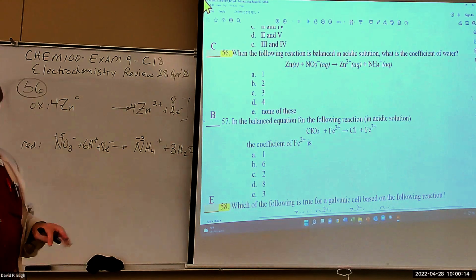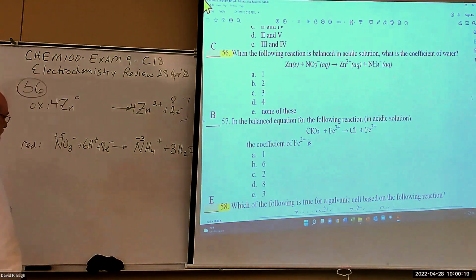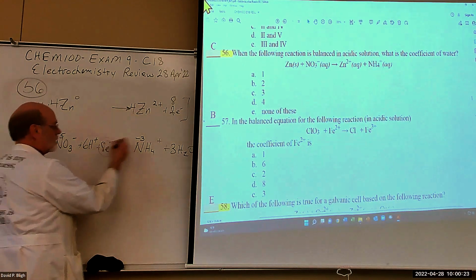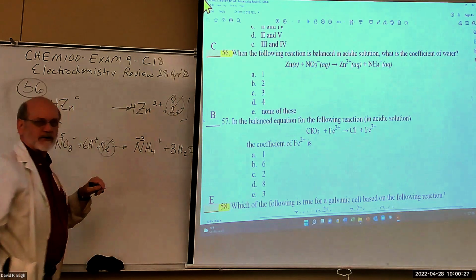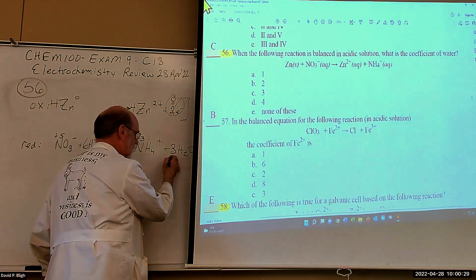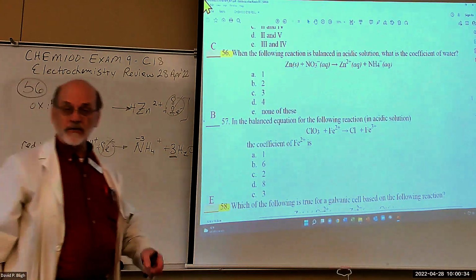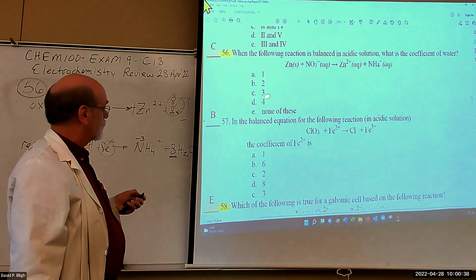Okay, let's go back to the question just so I don't get too far afield. What's the coefficient of water? Right. Can we add these together now? Yeah. Electrons are balanced. So what's the coefficient of water? 3. We don't have to go to the trouble of bringing them all down. We've got our answer right there. 3.